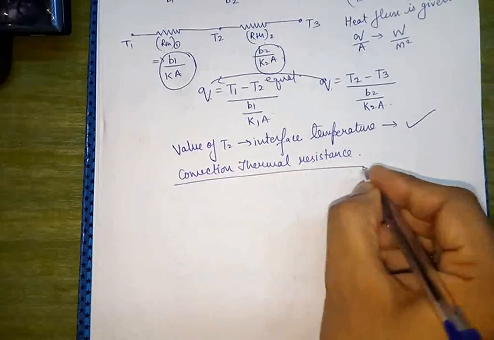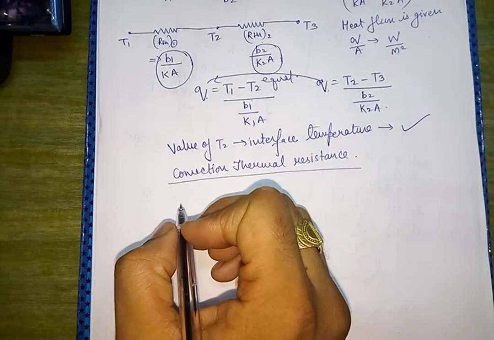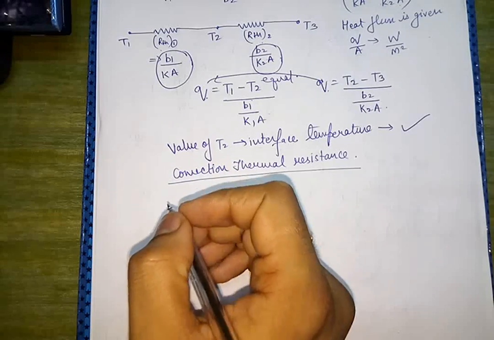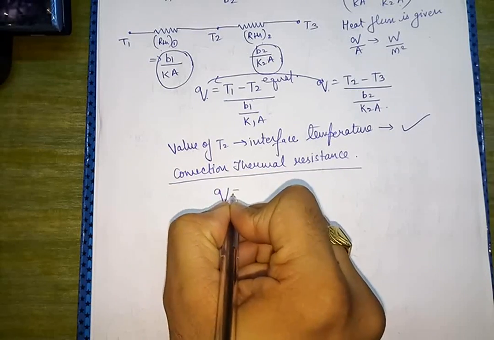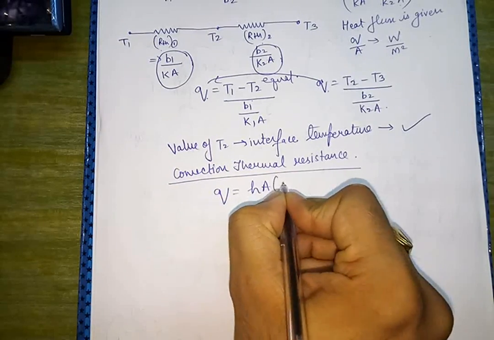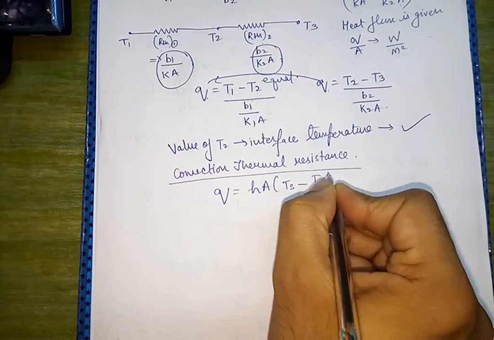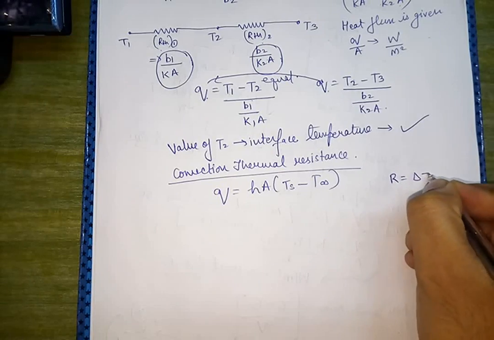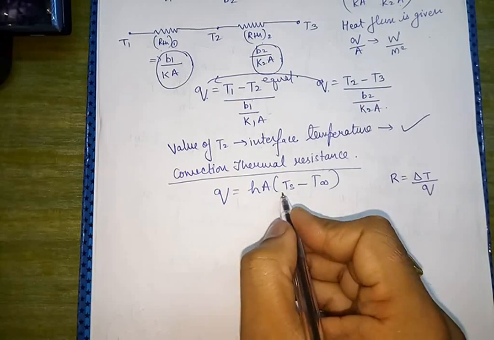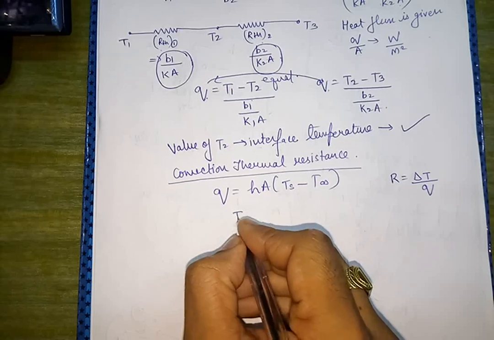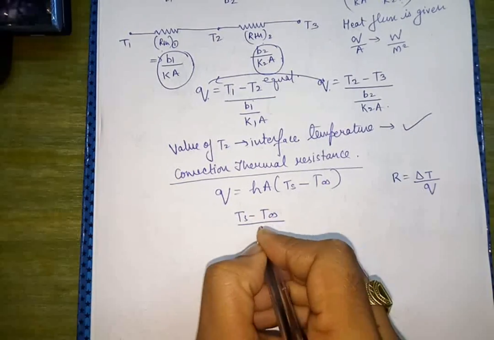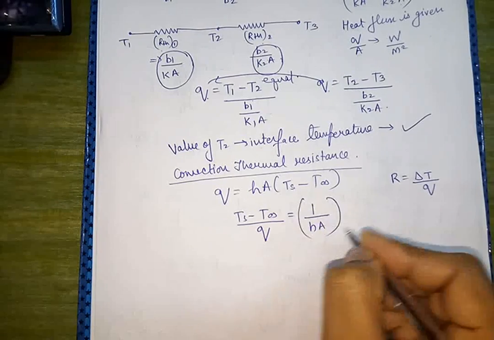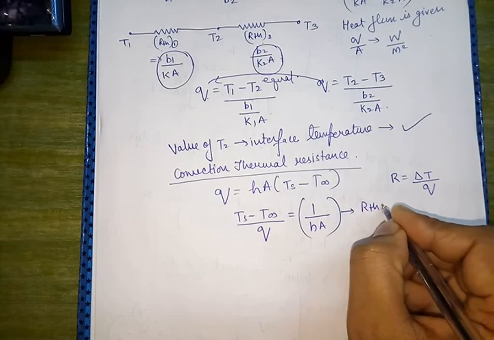Now what is convection thermal resistance? If we remember Newton's law of cooling for convection, we will find the equation that we wrote, Q is equal to hA (T surface minus T ambient). Now we know that R is equal to delta T upon Q. So if I write R, it will be Ts minus T infinity upon Q, which will be equal to 1 upon hA.